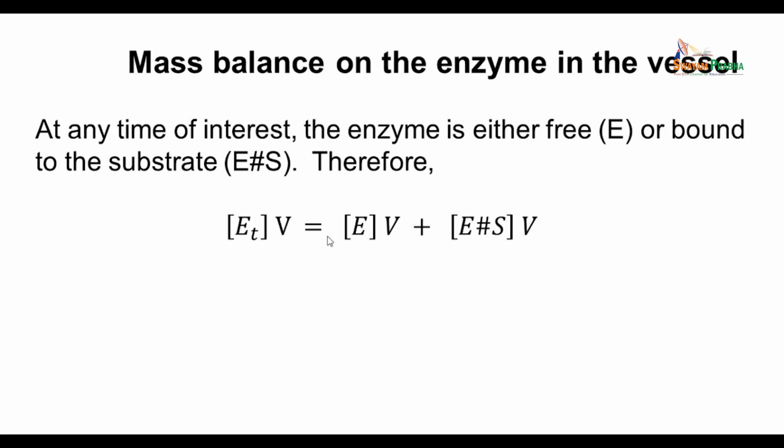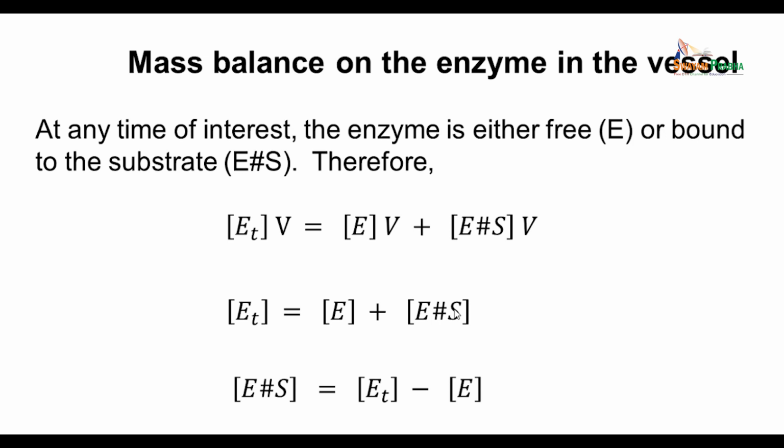So, this is just the mass balance. This is what can be equated, right? The concentrations cannot be equated directly, but the masses can be equated. Now, since all the volumes are the same, we get equality in concentrations. The concentration of the total enzyme equals the concentration of the free enzyme plus the concentration of the enzyme bound as enzyme substrate complex. And therefore, this is just a transposition of this equation. The concentration of the enzyme substrate complex is the total concentration of the enzyme minus the concentration of the free enzyme.